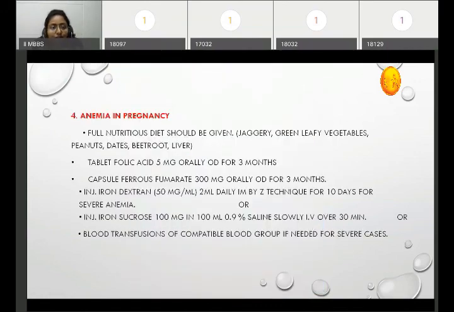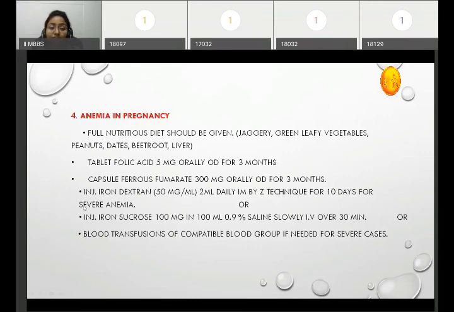Last question is regarding multiple drug therapy of anemia in pregnancy. If anemia in pregnancy occurs, then what will you give? So you have to take a full nutritious diet. Add first primary measures that you should take: nutritious diet containing iron like jaggery, green leafy vegetables, etc. Then add tablet folic acid 5 mg OD for 3 months, and the iron supplementation is added in the form of capsule ferrous fumarate 300 mg for 3 months. But you have to take this with meals.